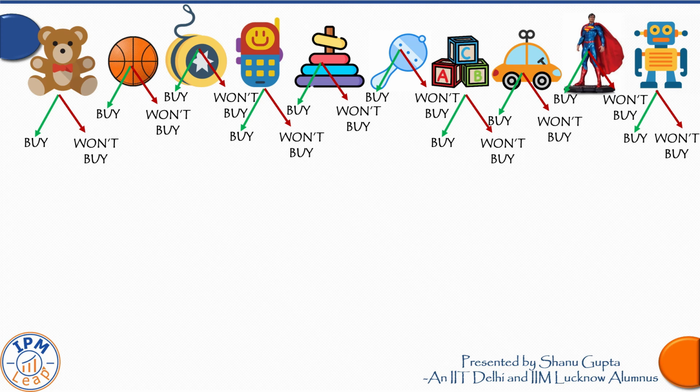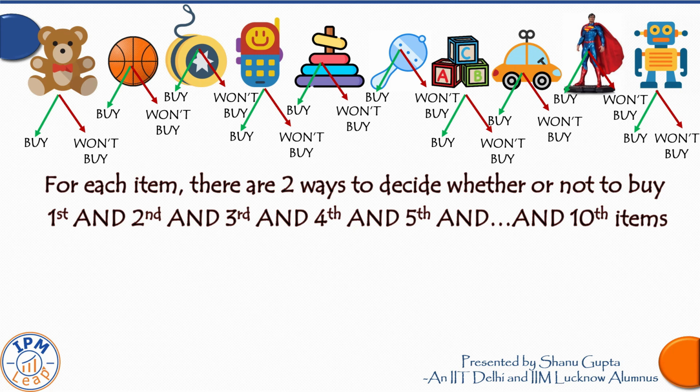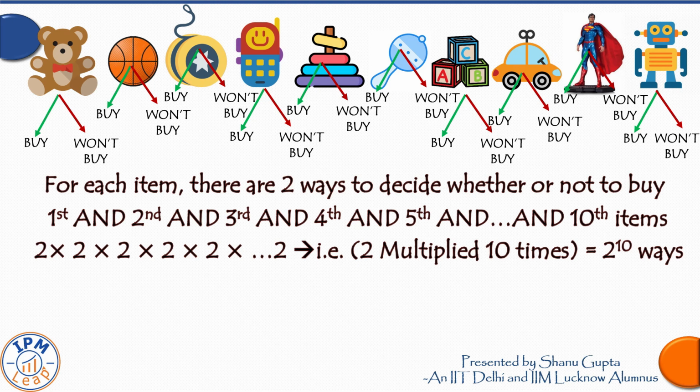So to complete the purchase, which means to select any number of items out of the first and second and third and fourth and fifth and so on and 10th items. Now remember, I also told you once that and means multiply. So our answer is 2 into 2 into 2 into 2, 2 multiplied 10 times, which is equal to 2 raised to the power of 10 ways. Now you must be thinking which method is better. Well, I would say you should know both. And needless to say, our answers tally for both methods.